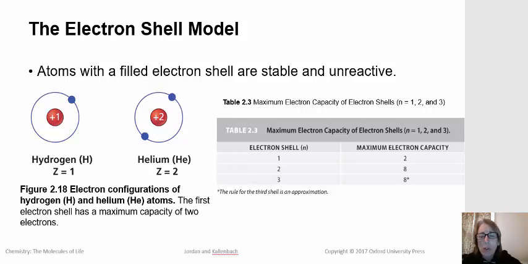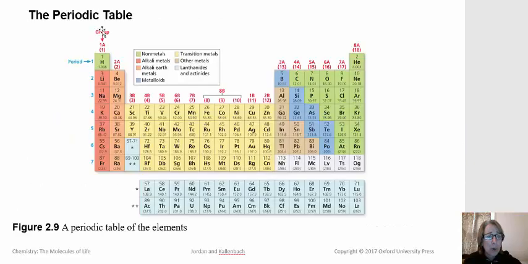So how does this relate to reactivity? Well, filled shells mean that an atom is not reactive, and unfilled shells means an element is reactive. So if we look at the periodic table, hydrogen with 1 electron is reactive because its first shell is not filled, whereas helium has a filled first shell, and so it is not reactive. Hydrogen is reactive, unfilled shell. Helium is not reactive, filled shell.